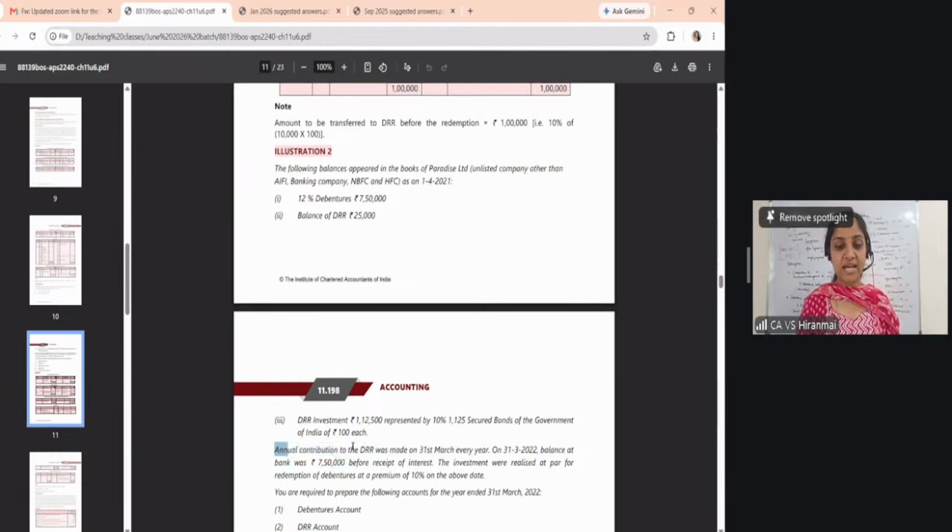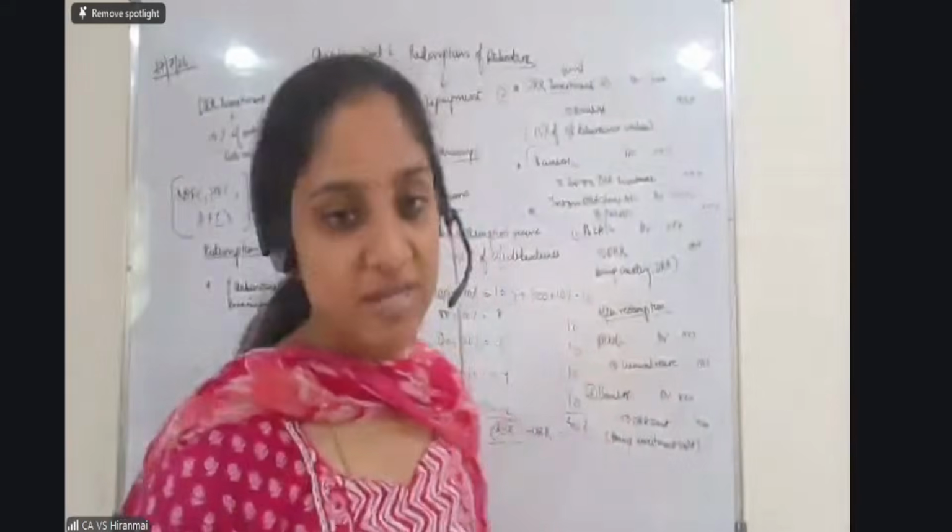Okay, now please see here, annual contribution to the DRR was made on 31st March every year. And on the same date, the balance in the bank was 7 lakh 50 before the receipt of interest. Receipt of interest, from where will the interest come? From this particular investment, we have to record the interest. And the investments were realized at par. When you sell 1,12,500, the same amount 1,12,500 has come, and redemption of the debentures happened at 10 percentage above the face value.